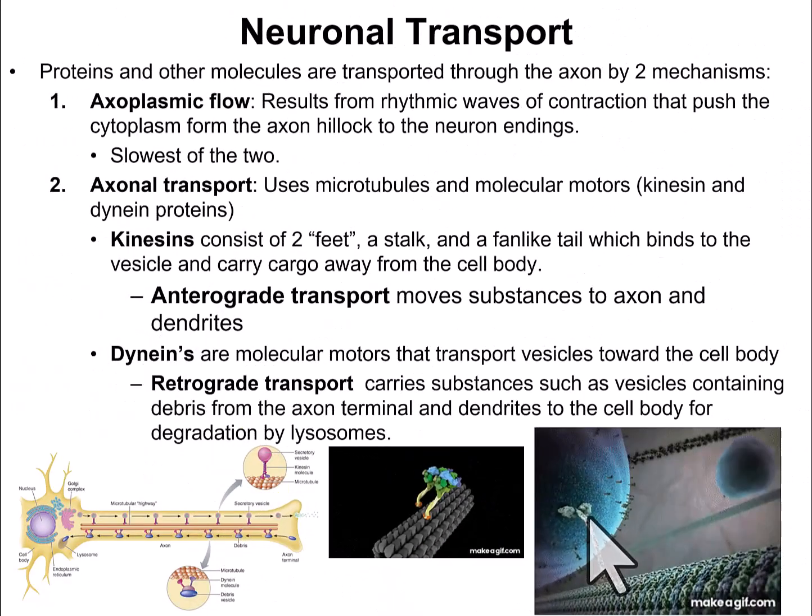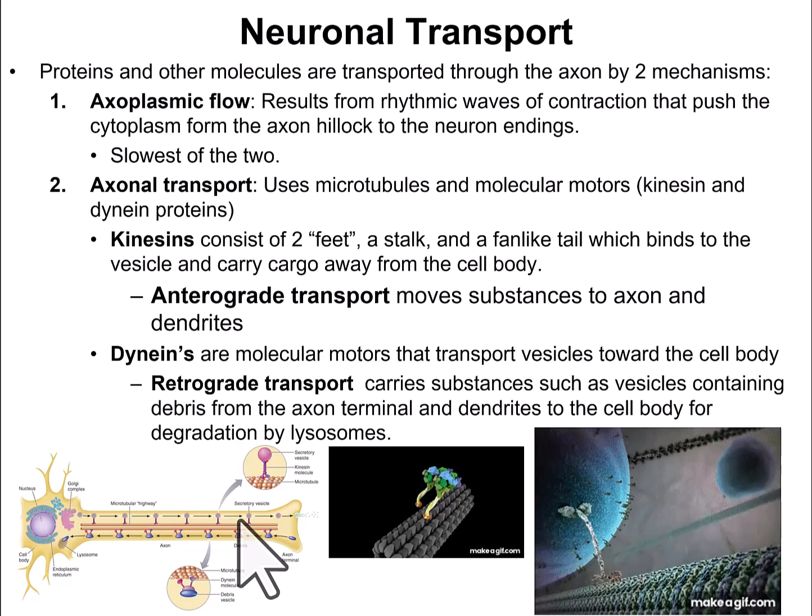In this video, we're going to look at neuronal transport. Proteins and other molecules are transported through the axon by two mechanisms. One is axoplasmic flow, and the other one is axonal transport. In axoplasmic flow, rhythmic waves of contraction push the cytoplasm from the axon hillock to the neuron endings. Of the two, this is the slowest.